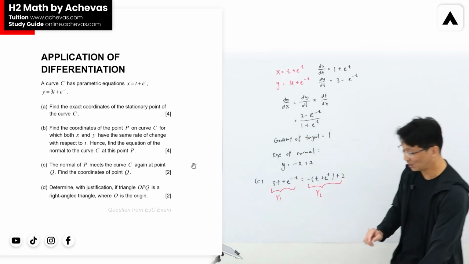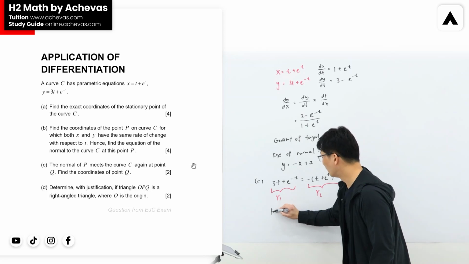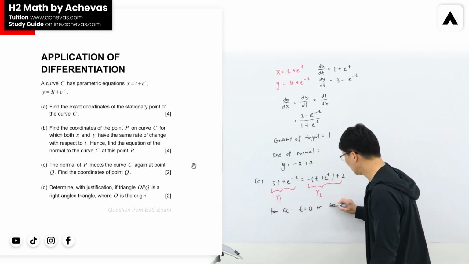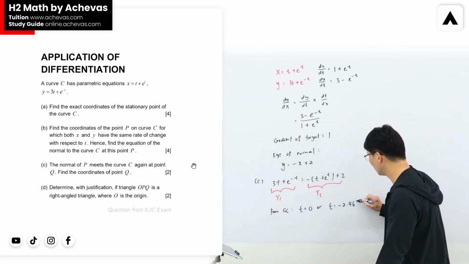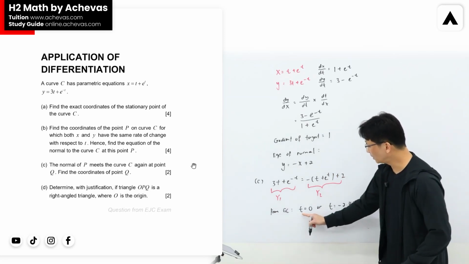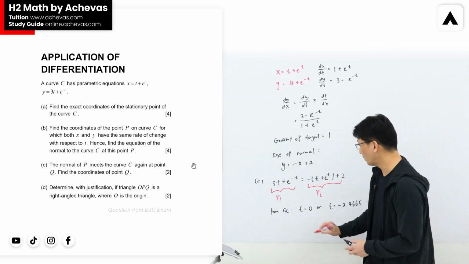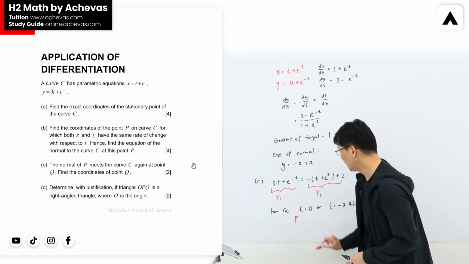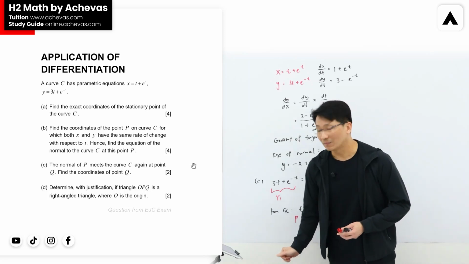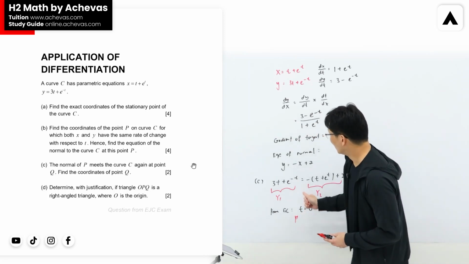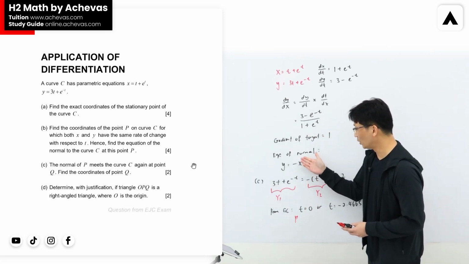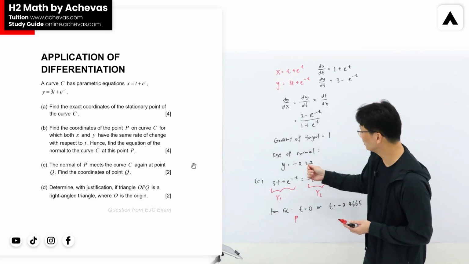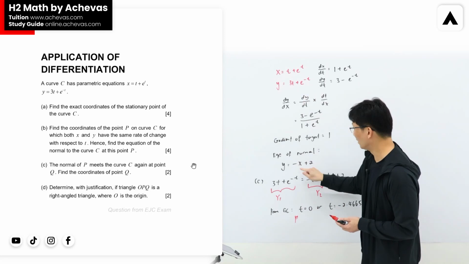So from here, we should be able to get our values of t to be equal to 0 or t equal to minus 2.4665. And t equal to 0 is an expected value because this is the coordinates of my point P. Because t equal to 0 happened when we were finding the equation of this normal. And this is considered as one of the points of intersection between the curve and the normal.